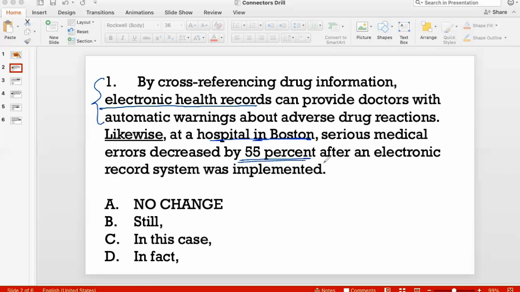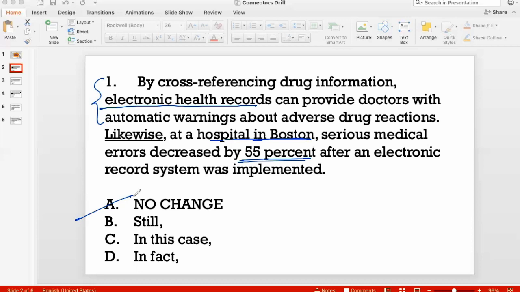right? So for example, electronic health records can provide doctors with automatic warnings about adverse drug reactions. Likewise, some other kind of health record can have certain other benefits, right? So I would have two analogous situations where electronic health records and some other kind of health records are discussed. So that's not what's happening here. So A is out. Still is used to indicate a change in argument, right?